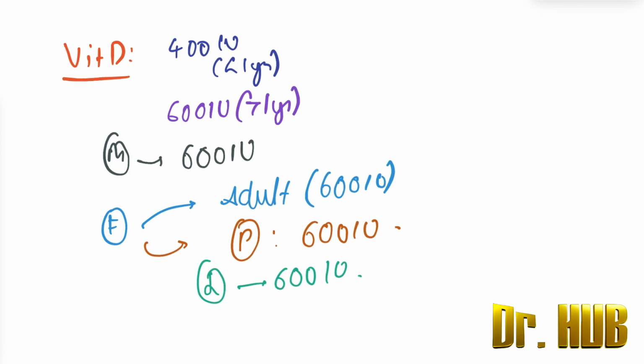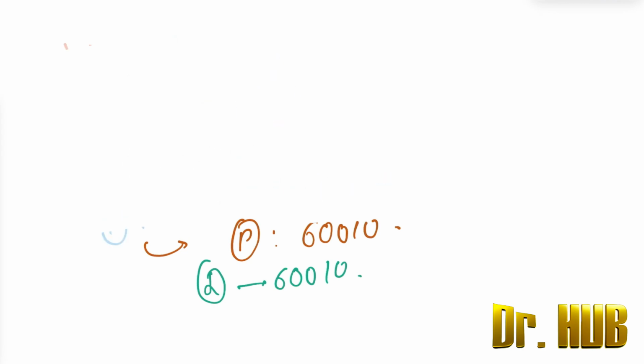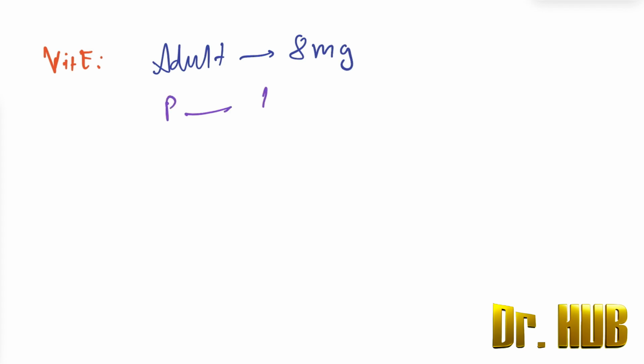Then we move on to vitamin E. In adults, there is 8 mg. In pregnancy, it is going to be 10 mg, and in lactation, it will be 12 mg. So requirement increases in lactation.